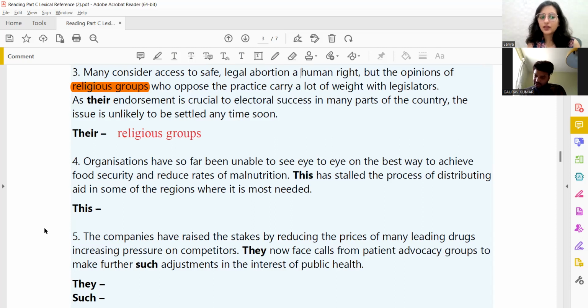Food security. Now, a hint I would like to give you: sometimes this can also be an idea rather than just one word that you're looking for in the previous line. So try to figure out what can stall the process. Focus on the idea that is being developed there. This has stalled the process of distributing it.